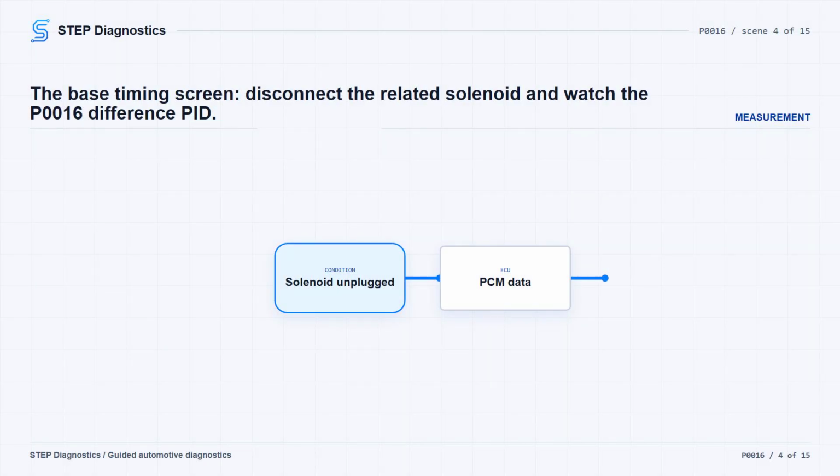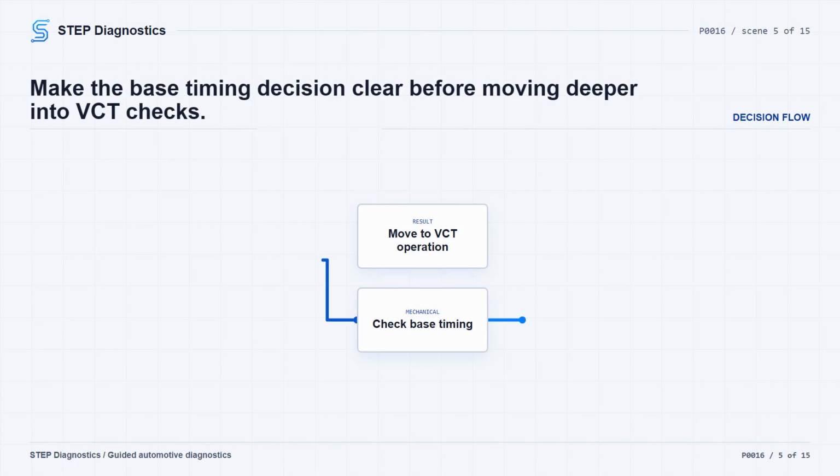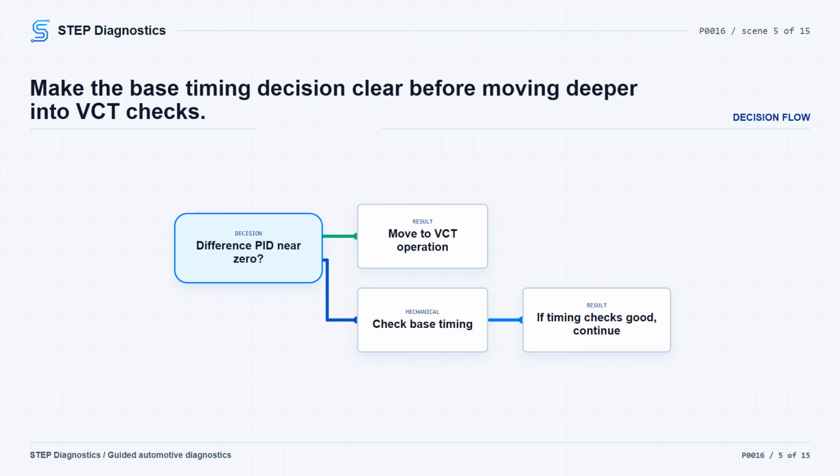With P0016 present, move into the base timing check. Turn the ignition off and disconnect the VCT solenoid related to this code. Turn the ignition on, start the engine, and for P0016, monitor VCT INT DIFF1 in degrees at the PCM. You are looking at whether the VCT error or difference PID maintains close to 0. If it does maintain close to 0, continue with the VCT operation check. If it does not, stop and check for a base engine timing concern. If base engine timing checks correct, continue with the VCT operation check rather than guessing at parts.